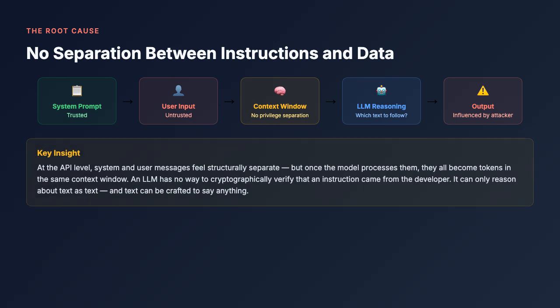This means an LLM has no way to cryptographically verify that an instruction came from the developer. It can only reason about text as text, and text can be crafted to say anything. This is the fundamental vulnerability that makes prompt injection possible.